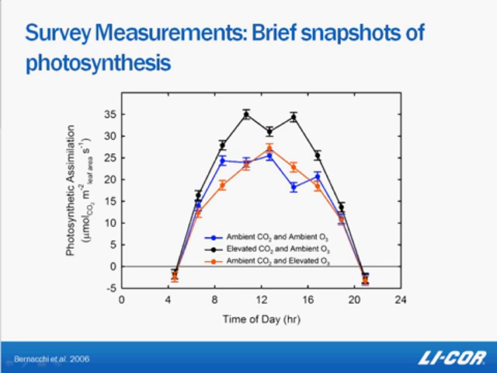So first, let's talk about survey measurements. Survey measurements tell us what a plant is doing at any given point in time. You could follow a plant or an individual leaf through a growing season, through a single day, or both. This graph, for example, shows the data from a research paper in which they looked at the response of soybean leaves over the course of a day, which is called a diurnal measurement.